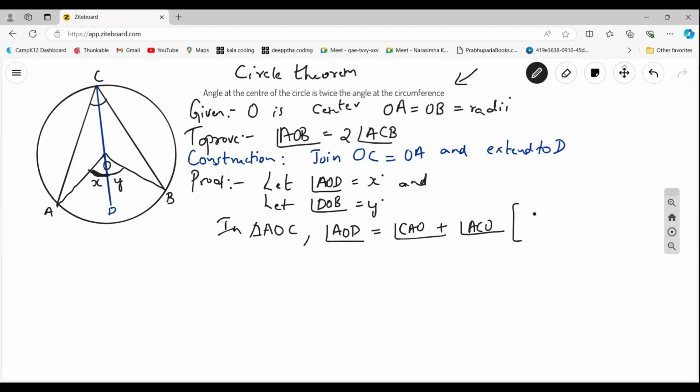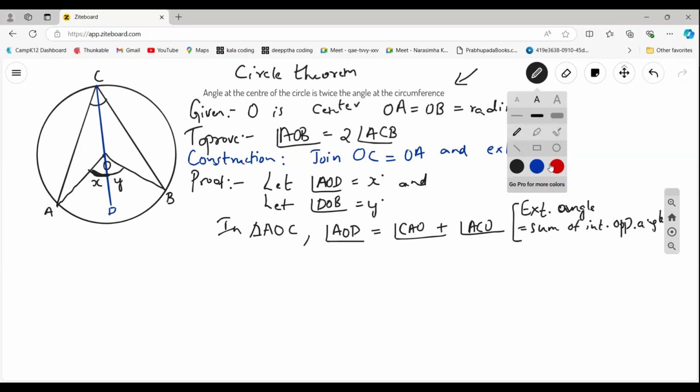How do we know? What is the reason for this? Exterior angle is equal to the sum of interior opposite angles inside a triangle. Right? That means if I add this and this, I will get this one. Correct? If I add this and this, I'm going to get this one. So I know this is equal to this plus this.